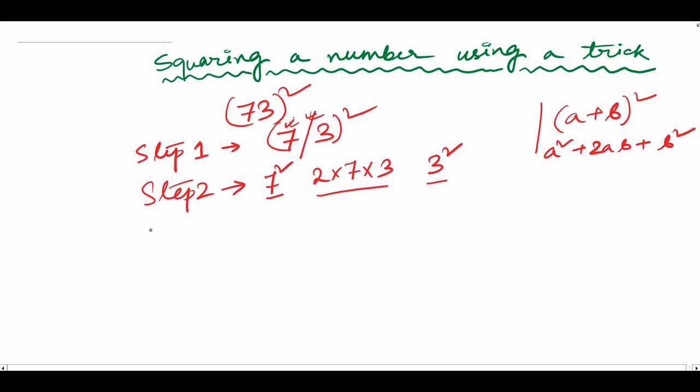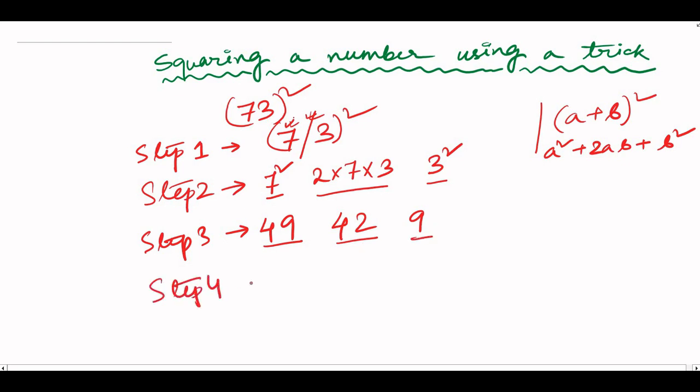Okay, so now in step 3 we'll just write the values of all these squares. Okay, 7 square is 49, then 7 into 3 is 21, 21 into 2 is 42, and 3 square is 9.